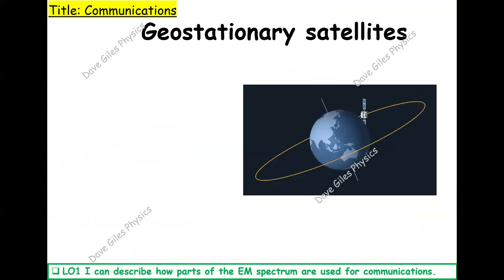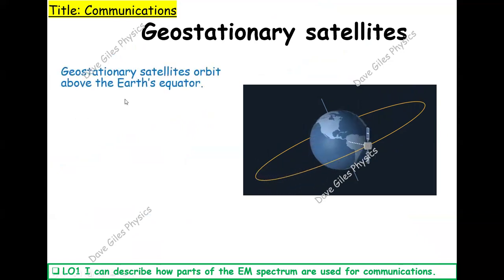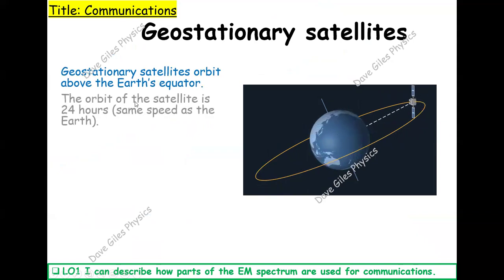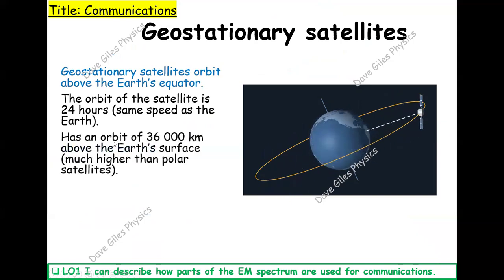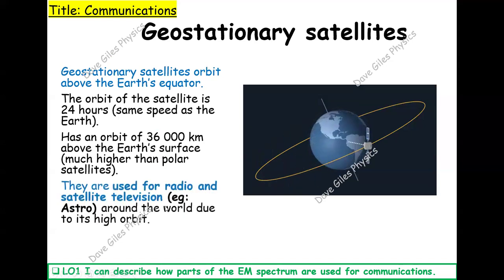So there's two main ones we're going to look at. The first one is a geostationary satellite. So the orbit is above the Earth's equator. The orbit of the satellite is 24 hours, so the same speed as Earth. It has an orbit of 36,000 kilometers above the Earth's surface, much higher than polar satellites, which we'll look at in a moment. They're used for radio and satellite television, such as Astro, around the world due to its high orbit. And they're always above the same place.